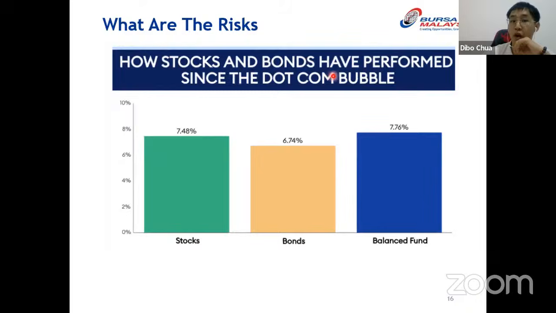So as you can see, in the dot-com bubble, bond investment is a much better choice because it gives up to 6.7%, which is pretty good, because compared to most of the time when bond is 4 to 5%, right now it's close to 7%. Balance fund is still a good one, 7.8%. I would say it's still pretty good.